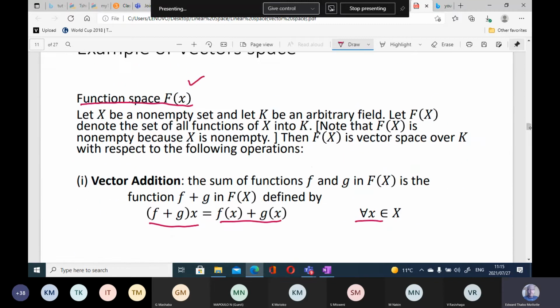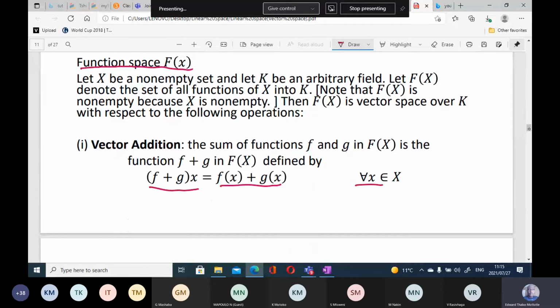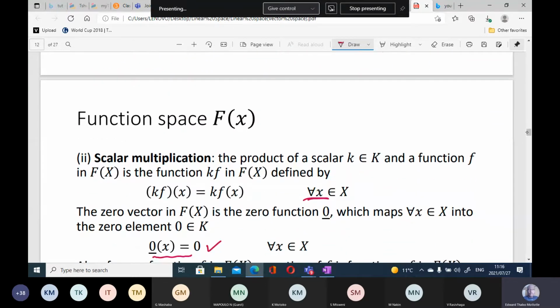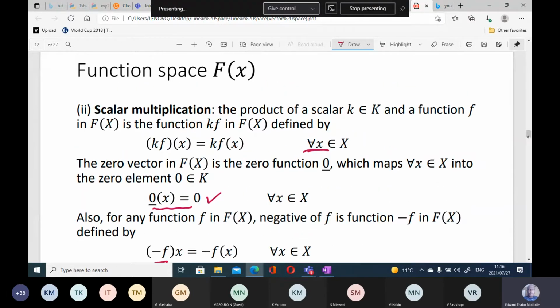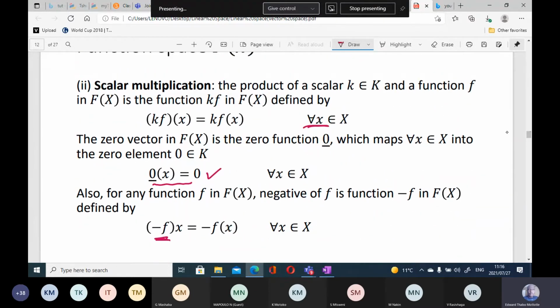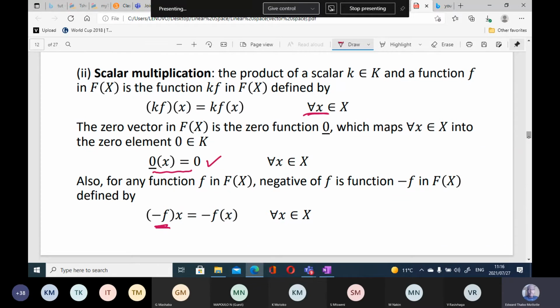So let's see if I didn't jump in. The next one is a function space. So function space will relate to polynomial space, okay? They are just explaining that, and they are showing you a zero vector, and the negative of f is a function minus f(t). So these notes will be available to you. You can go through them.